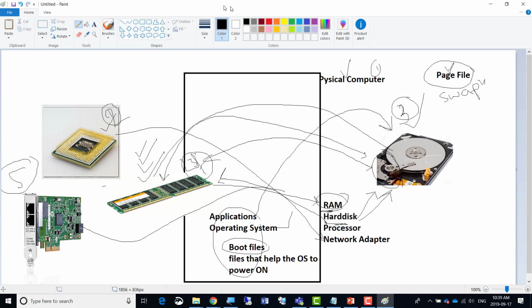Time up. Okay, let's go ahead. But it's not time up, you can ask anytime, right? So it's not time up.